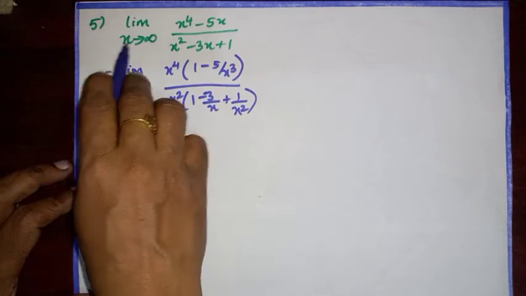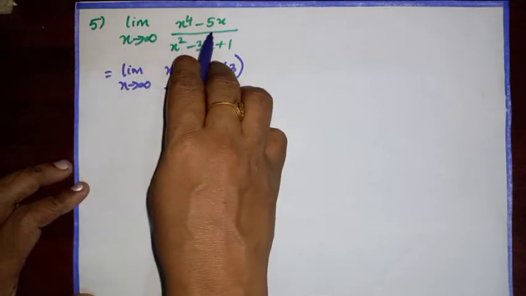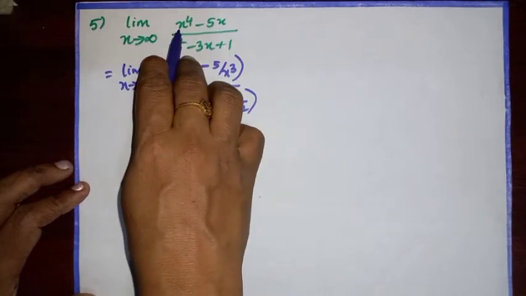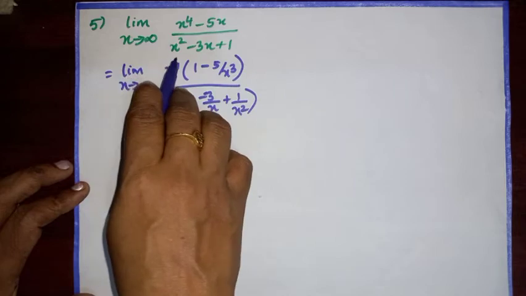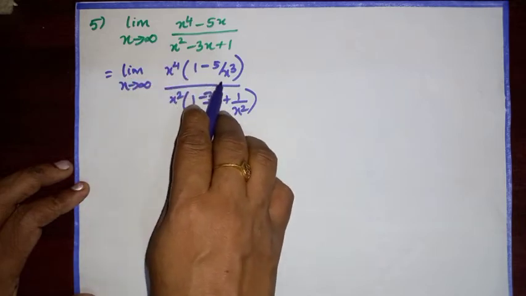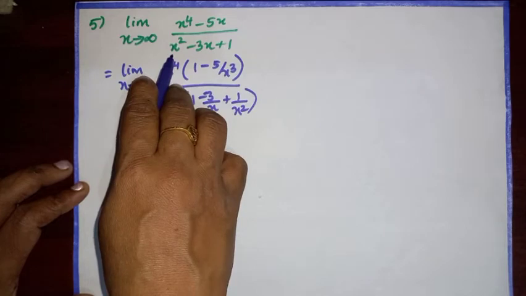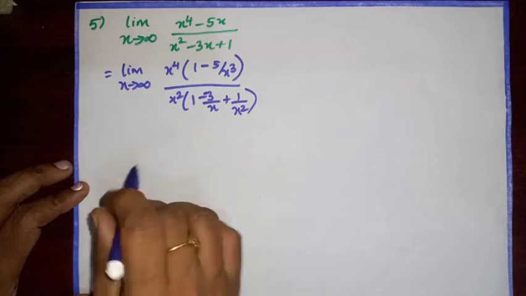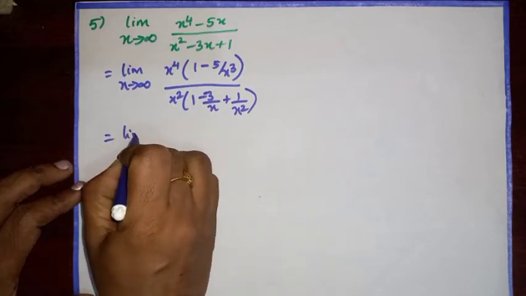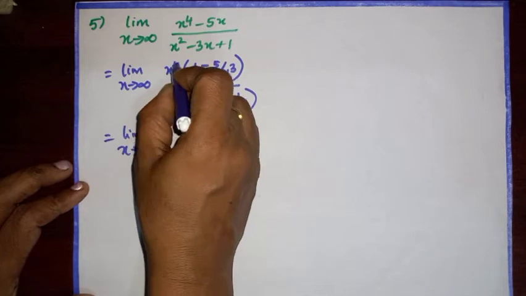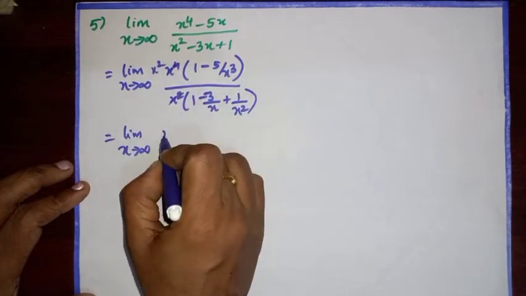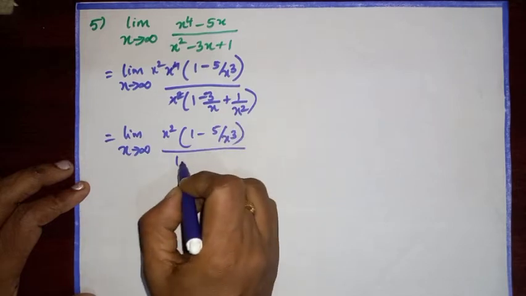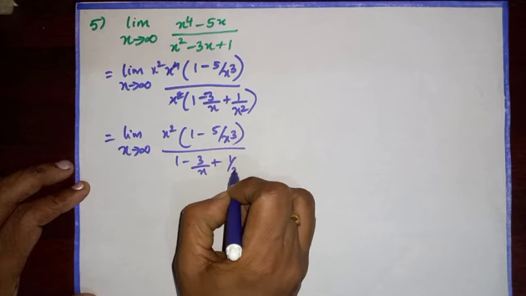Sum number 5. Limit x tends to infinity, x power 4 minus 5x by x square minus 3x plus 1. Now take the highest degree, x power 4, as common. Then we have inside the bracket 1 minus 5 by x cube. The denominator highest degree is x square. Take it commonly out. Then we have inside the bracket 1 minus 3 by x plus 1 by x square. Now limit x tends to infinity. If I am cancelling x power 4, I will get x square into 1 minus 5 by x cube by 1 minus 3 by x plus 1 by x square.